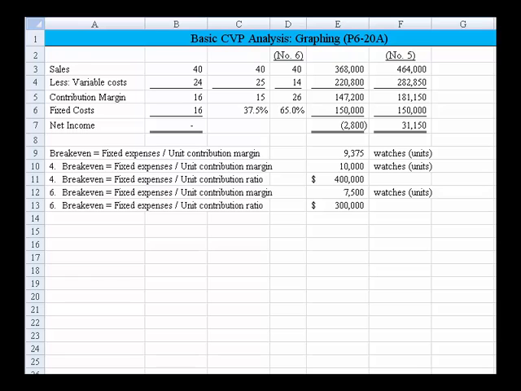And I think the point we should make is that although the change in number 6 will lower the break-even from 9,375 down to 7,500 watches, the company needs to consider whether the reduction in break-even is more than offset by any possible loss in sales. In other words, the sales staff may have much less of an incentive to sell when they're not earning a commission than if they were earning a commission.